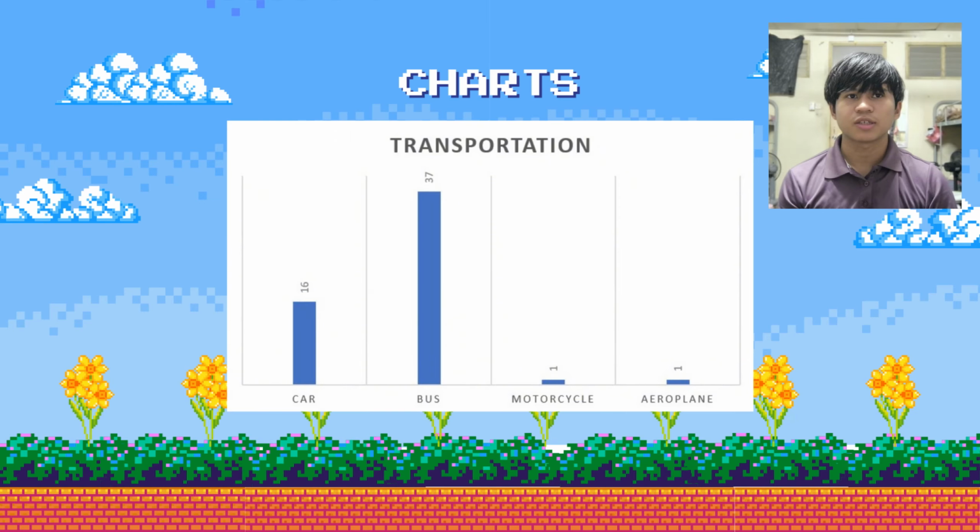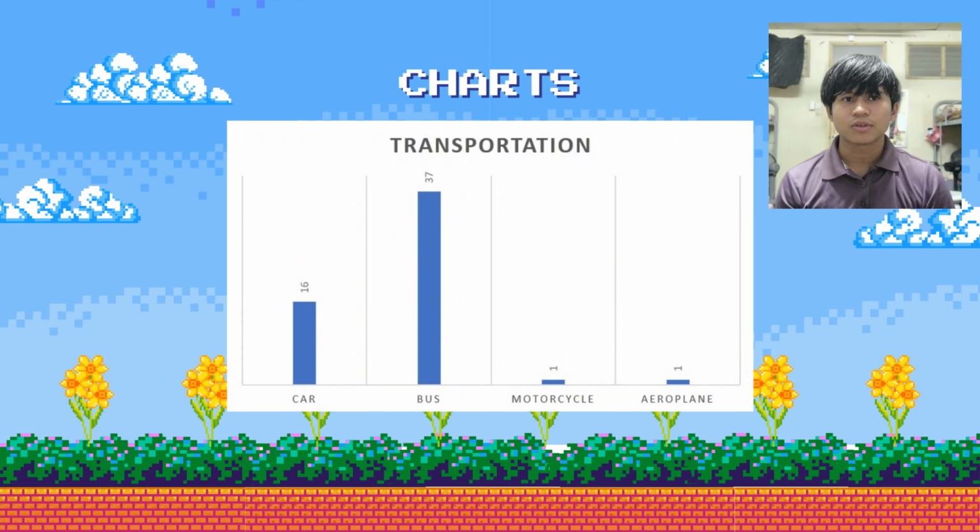Let's look at the transportation chart. Based on the data, the bus is the most commonly used mode of transportation, with 37 respondents. This shows that many students rely on buses because they are affordable, convenient, and easily available, especially for daily commuting. The second most used transportation is the car, with 16 respondents. This suggests that some students have access to private vehicles, which may offer more comfort, but still involve higher costs such as fuel and parking.